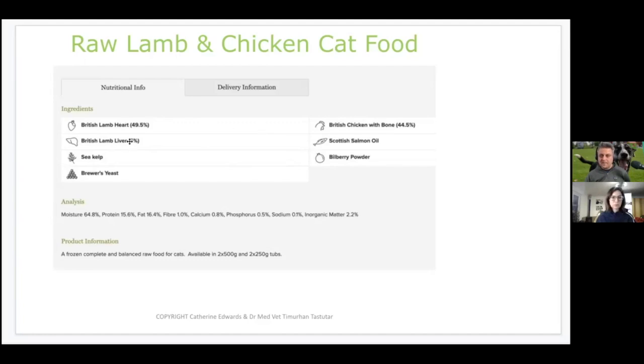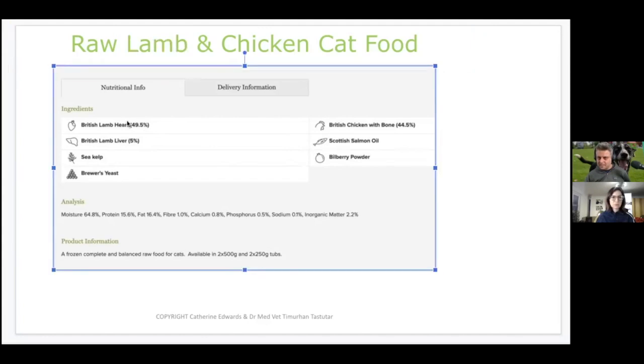And British lamb liver. As you can see here, lamb and chicken does not have any lamb meat in it. It has heart in it, and it has liver in it. But when you think about lamb, you would think about lamb meat. It doesn't contain any of that. So this should be actually chicken and lamb.